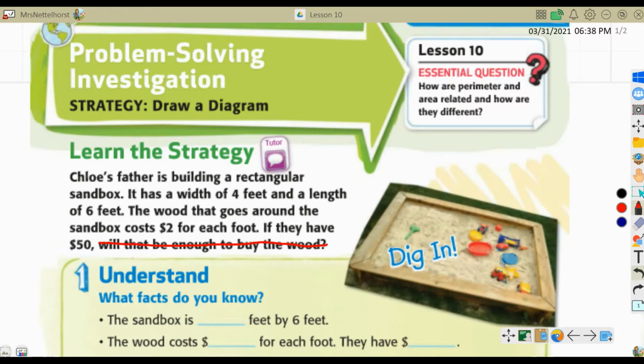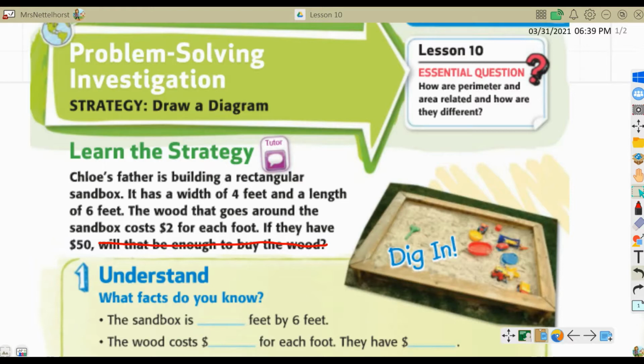Okay, so back to our 3 reads. The first one, we're not going to read the question. We're not going to read any of the numbers. We're going to say the word some, S-O-M-E, in place of the numbers. Read along with me, and when we get to a number, you're going to say some. Okay, Chloe's father is building a rectangular sandbox. It has a width of some feet and a length of some feet. The wood that goes around the sandbox costs some dollars for each foot. If they have some dollars, we're done right there. I know it doesn't make sense, but that's fine. It will in a minute.